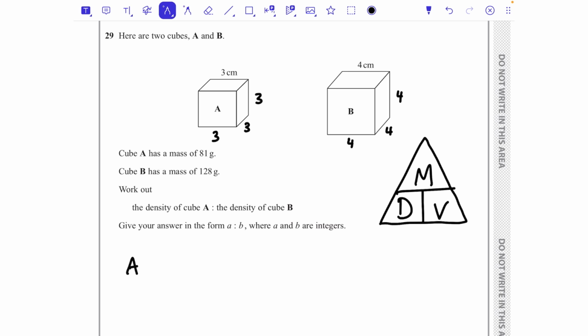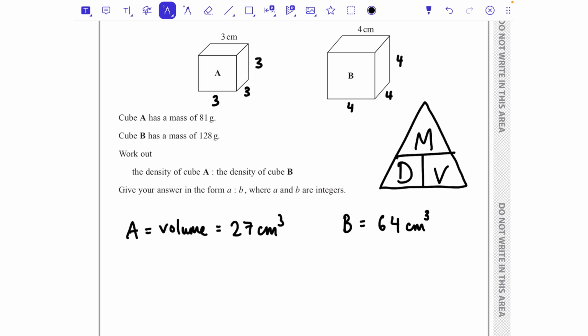So A has a volume of 3 times 3 times 3. 3 times 3 is 9, times that by 3 is 27 centimetres cubed. And B has a volume of 4 times 4 times 4, which is 64 centimetres cubed. And our mass for A is 81, and our mass for B is 128. Now we said to get the density, we're going to do mass divided by volume. So I'm going to do the mass for A, 81 divided by the volume of 27, 81 divided by 27.